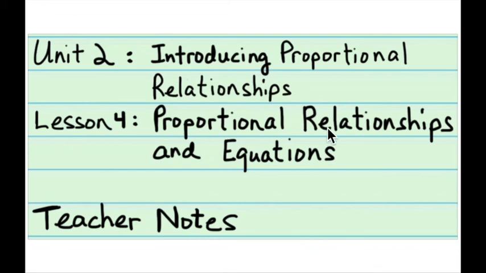This is Unit 2, Introducing Proportional Relationships, Lesson 4, Proportional Relationships and Equations. So we're going to start writing equations for these proportional relationships. And this is Activity 1.